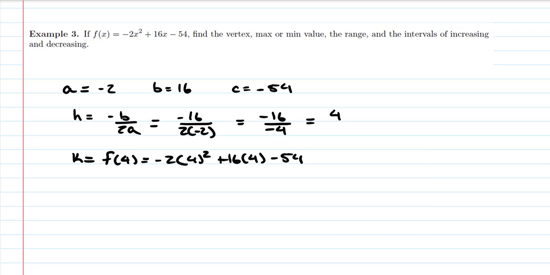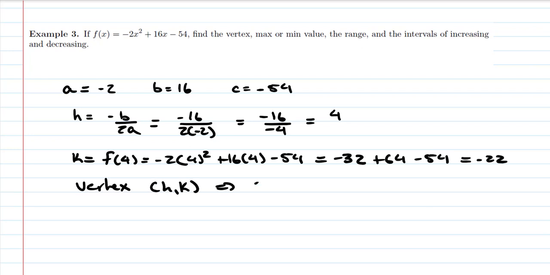So 4 squared is 16. 16 times negative 2 is negative 32. 16 times 4 is positive 64 minus 54. So simplifying all of that together, we get negative 22. So this gives us our vertex is located at h comma k, which we just found. So our h is 4 and our k is negative 22.